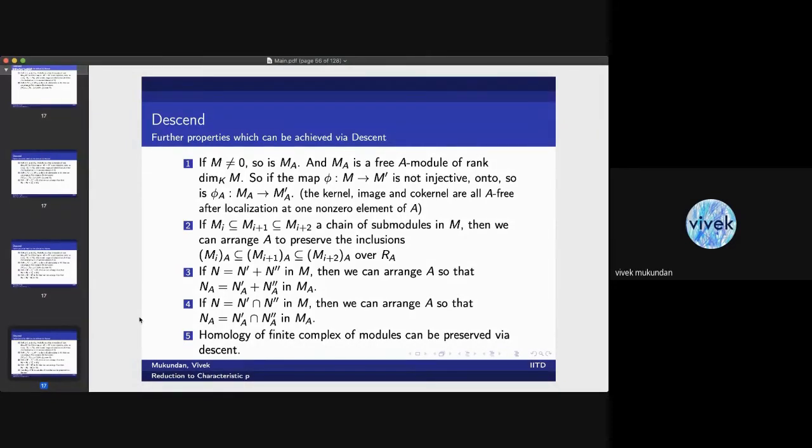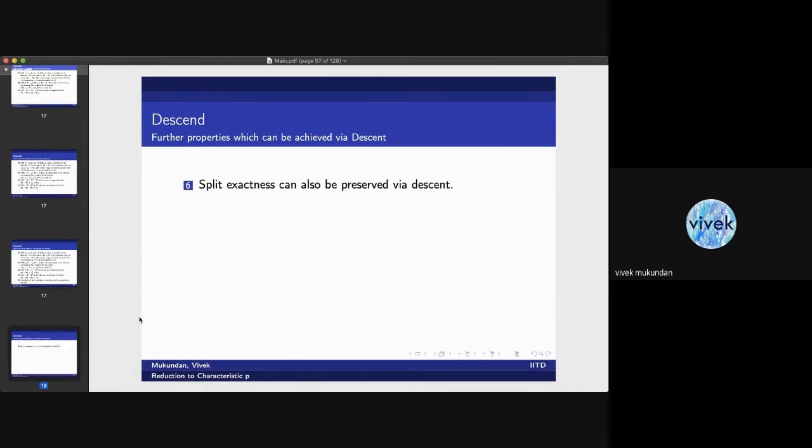A finite set of complexes, a finite complex of modules, and you have the homologies appearing. Some of them may be zero, some of them may be non-zero. All these can be preserved via descent. Split exact sequences can also be preserved via descent.